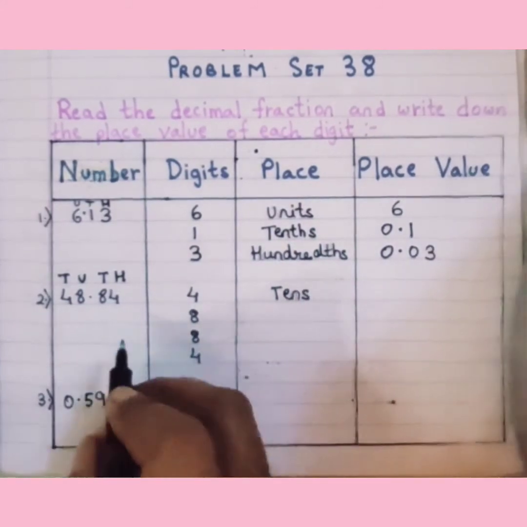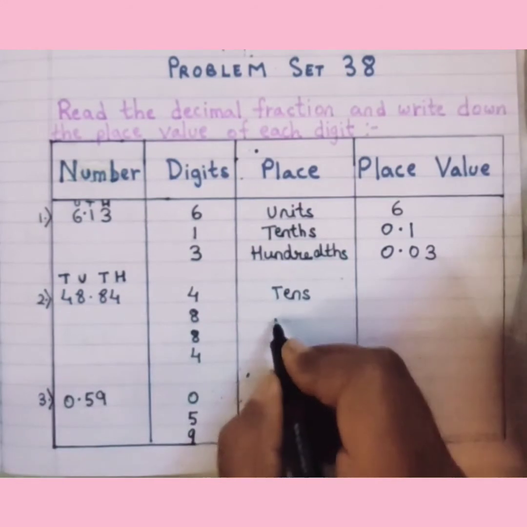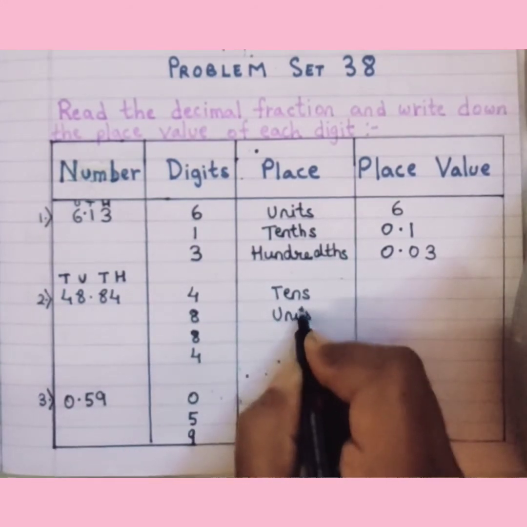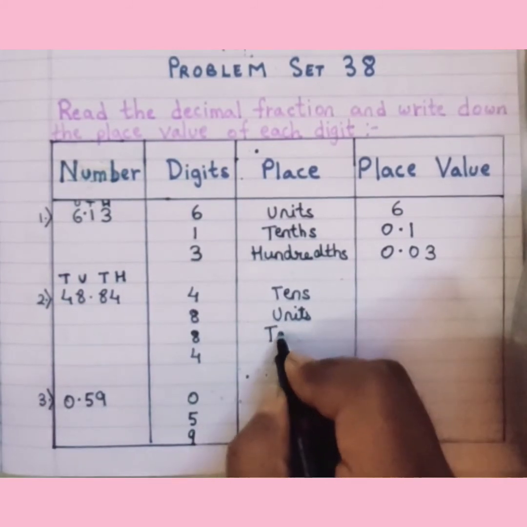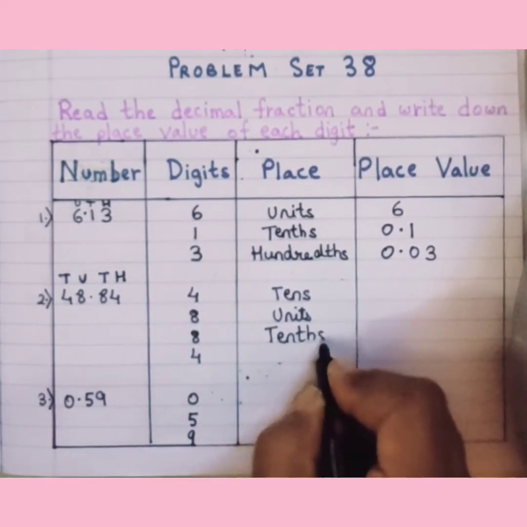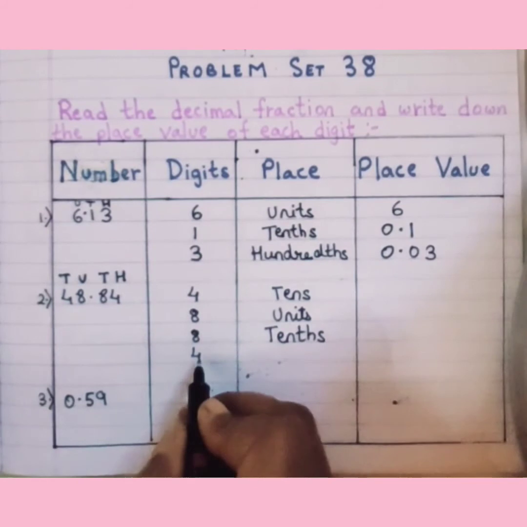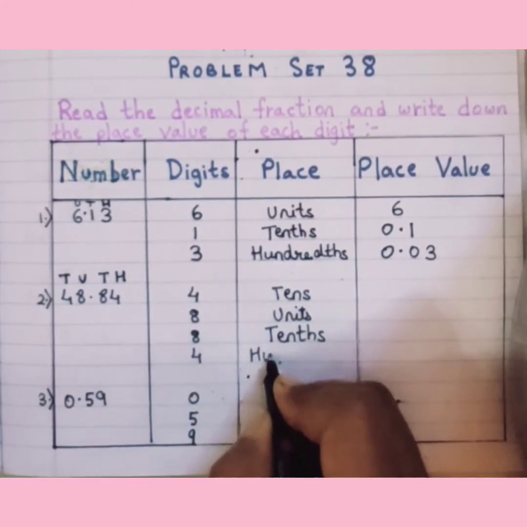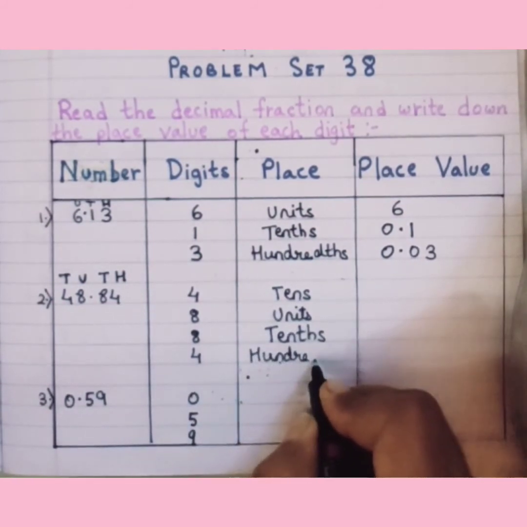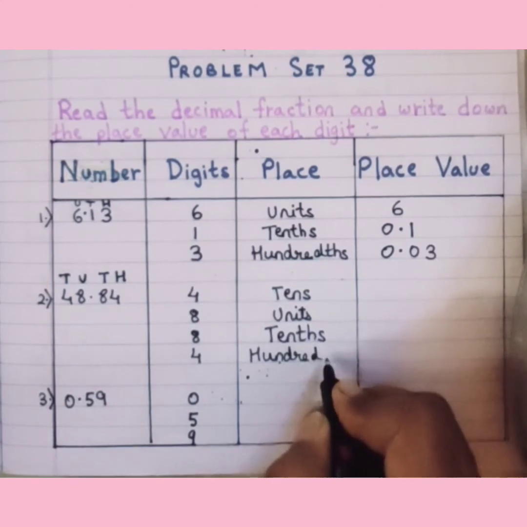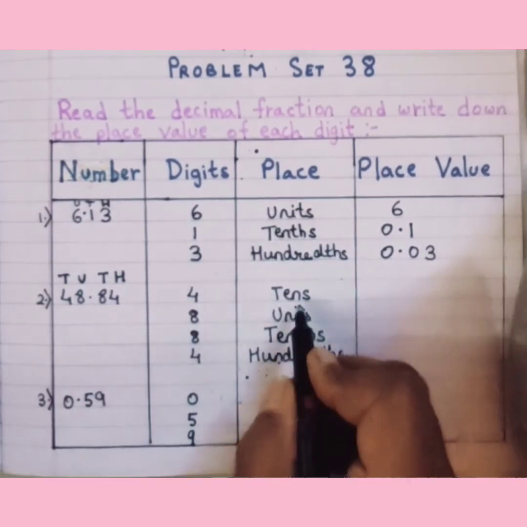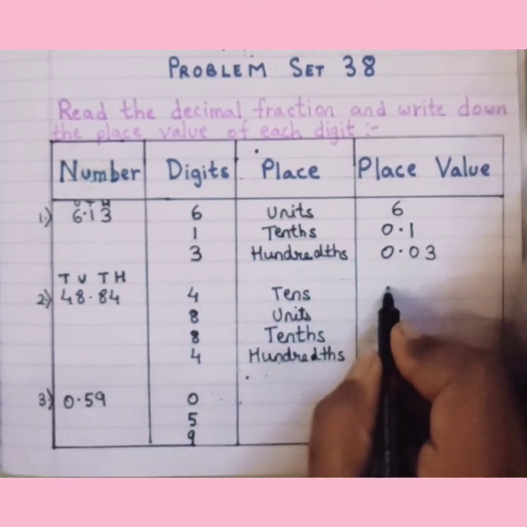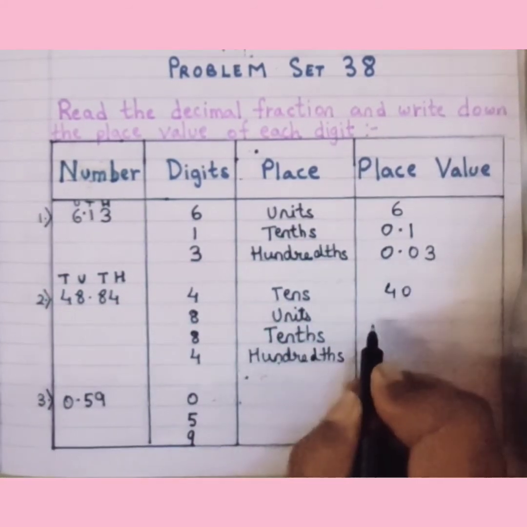Then 8 is in which place? Units place. Again 8 is in tenths place. 4 is in hundredths place.